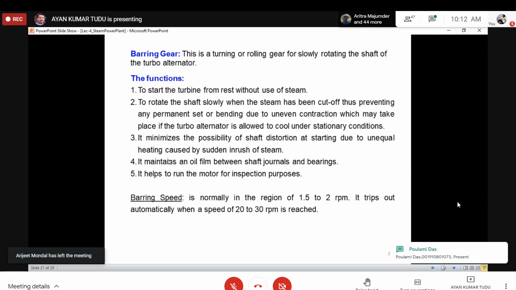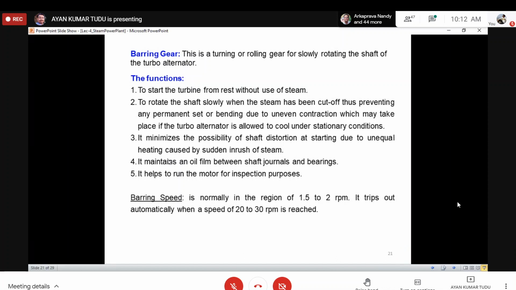Okay, and the speed also is very low, as you can see. It is written that this bearing speed is in the region of 1.5 to 2 rpm, and it trips out automatically when the speed of the turbine shaft reaches around 20 to 30 rpm.